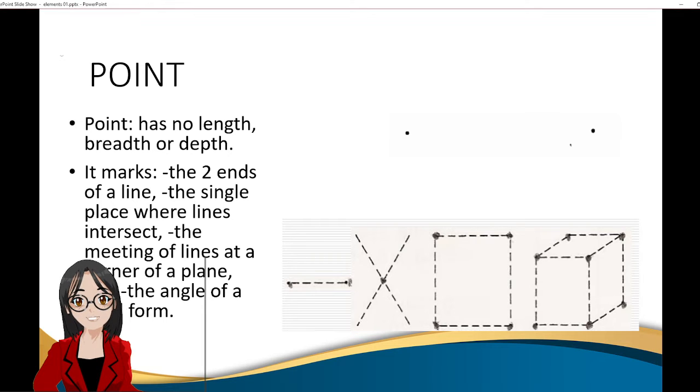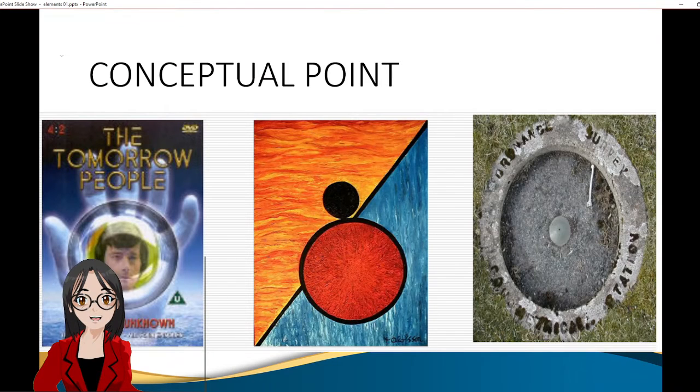Next. Examples of illustrations that have a conceptual point. Looking at the first poster, I hope you can see this one. Or I'll adjust it myself.